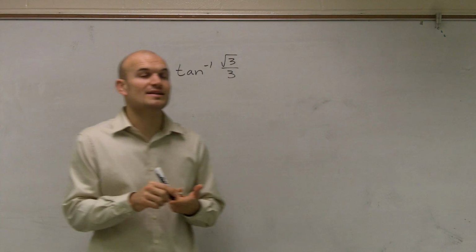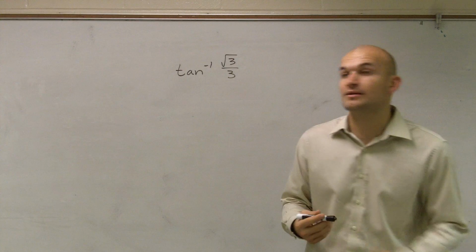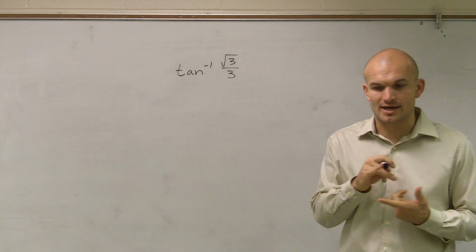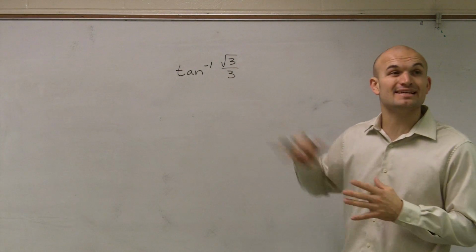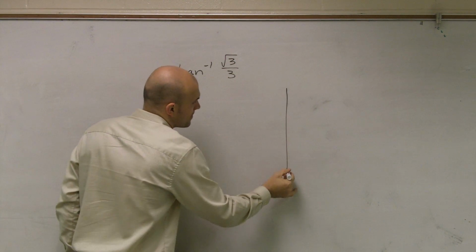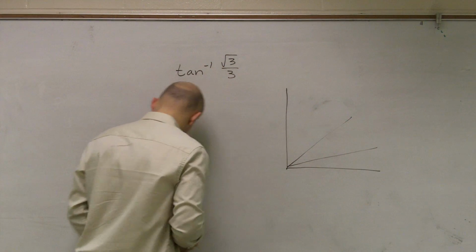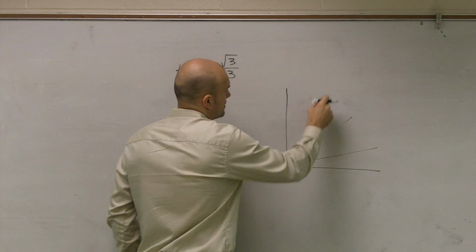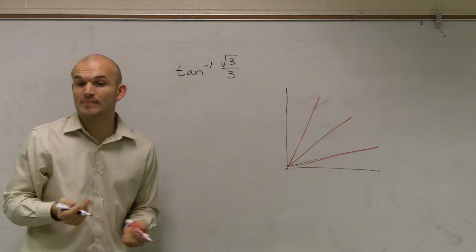So guys, remember when we're finding the inverse tangent, what we're looking for is the angle, right? So if I have the tangent, I have square root of 3/3. Well, first of all, let's just look at how do we even get square root of 3/3, right? So if I was to look at the unit circle, we kind of have three important main points, right?